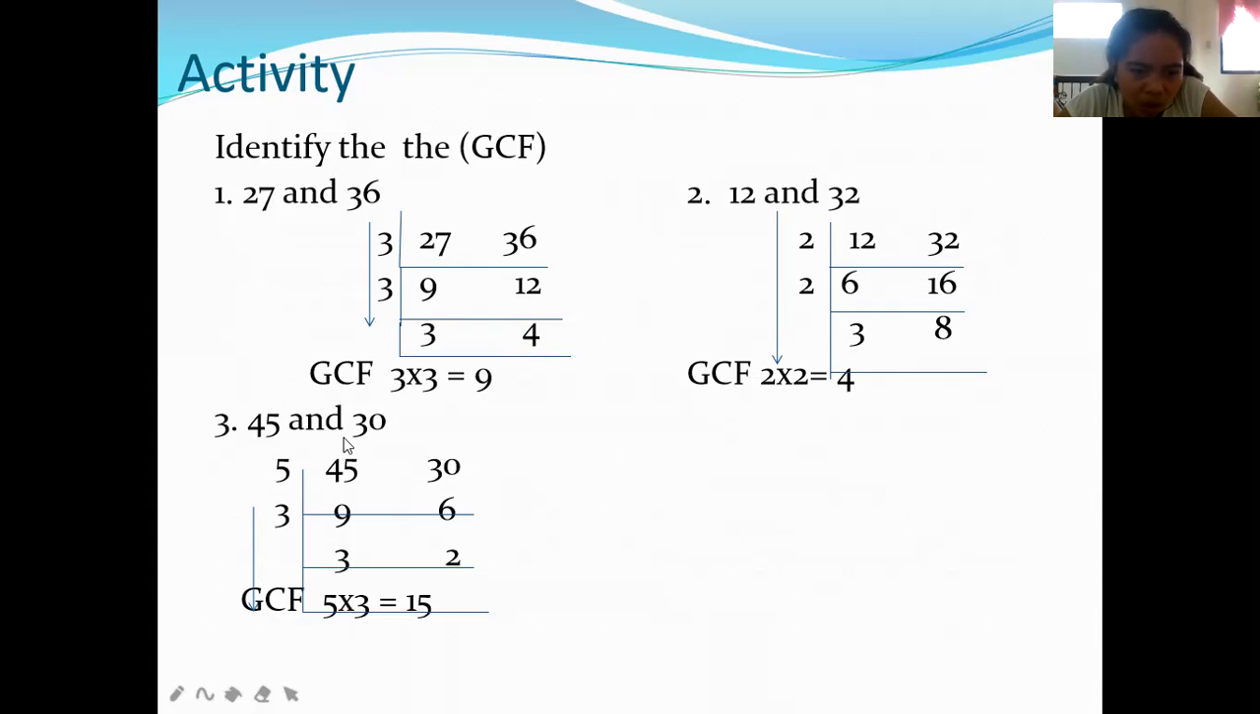Okay. Next, we have 45 and 30. 45 and 30 can be divided by 5. 45 divided by 5 is 9. And 30 divided by 5 is 6. 9 and 6 can be divided by 3. So 9 divided by 3 is 3. And 6 divided by 3 is 2. So it can no longer be divided. We bring down our numbers at the side, 5 and 3. Then multiply. 5 times 3, that is equals to 15. So the GCF of 45 and 30 is 15.